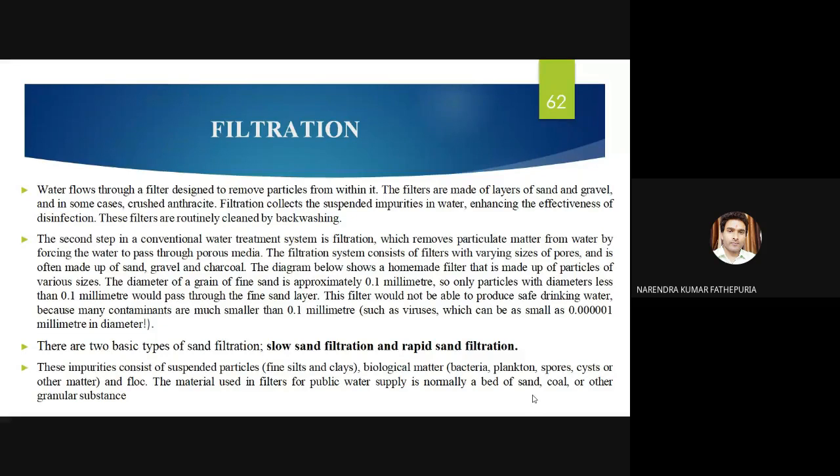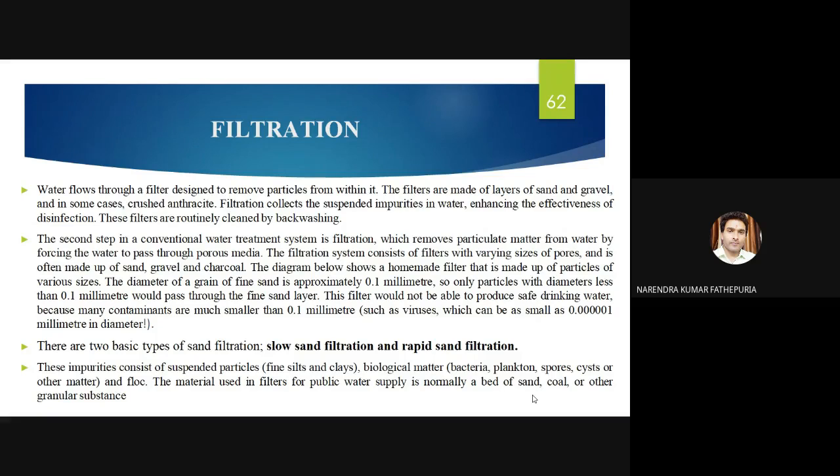The second step in the conventional water treatment system is filtration, which removes particulate matter from the water by forcing the water to pass through the porous media. The filtration system consists of filters with varying size of pores and is often made of sand, gravel, and charcoal. We will be having a filter media based on the sand, gravel, and charcoal. So gravel is having a different size, the particle size distribution will be different for the gravel.